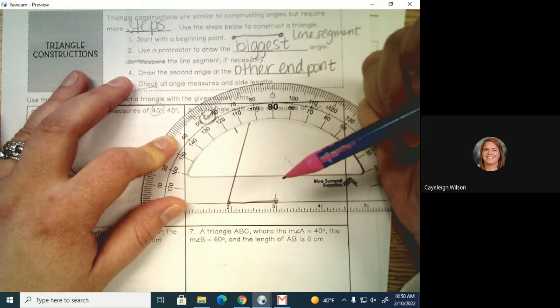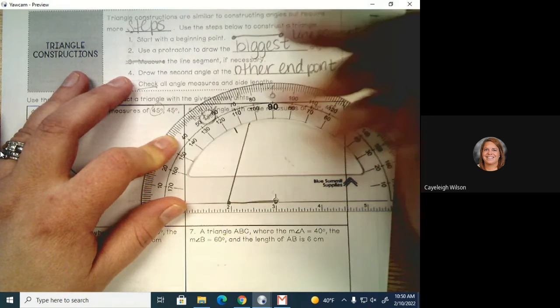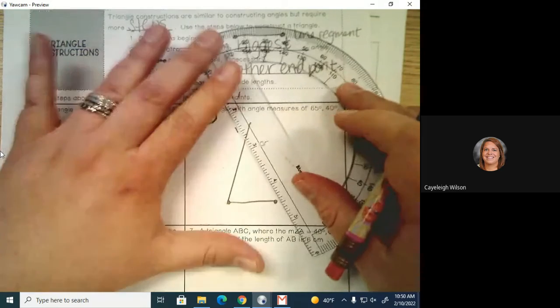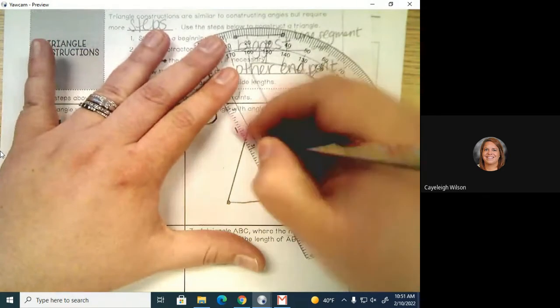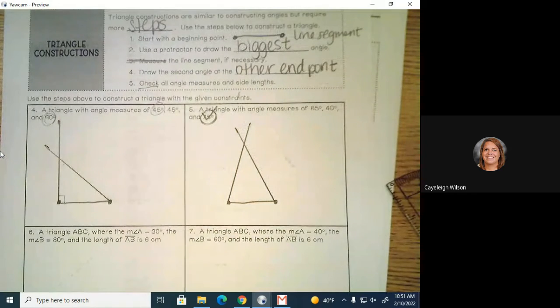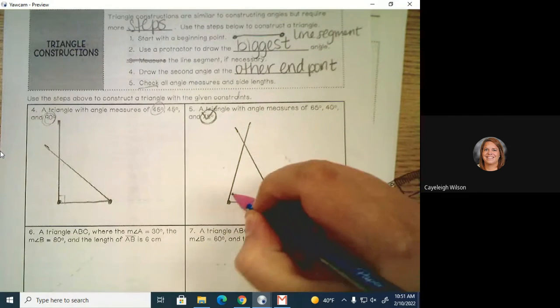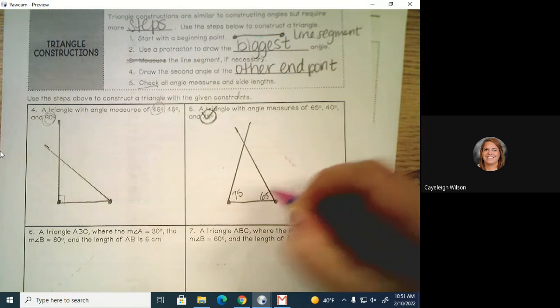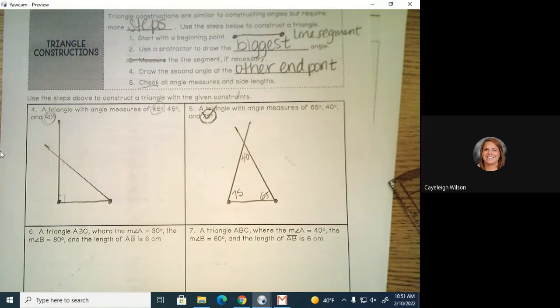And then I'll connect those. And I'm done. So this was my 75, my 65, which means that one's the 40.